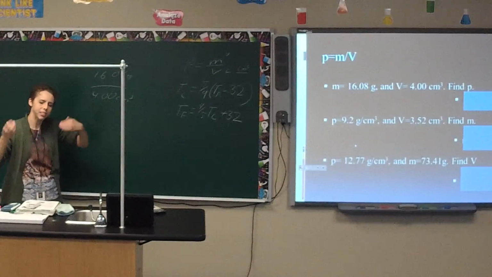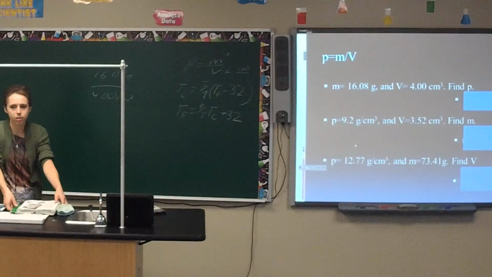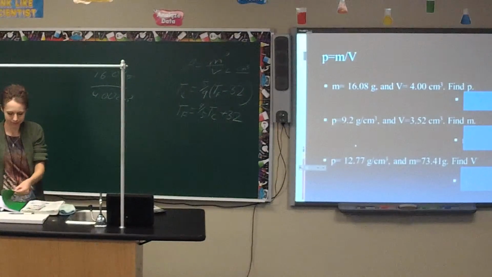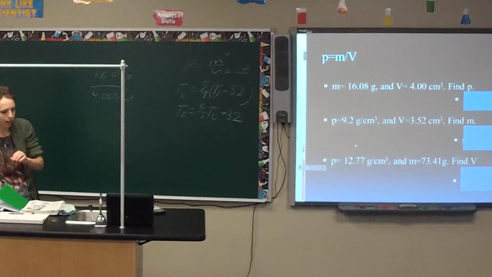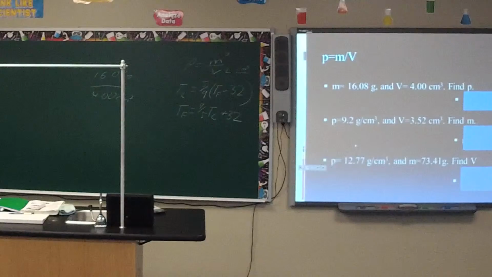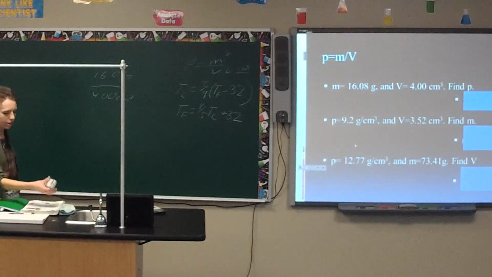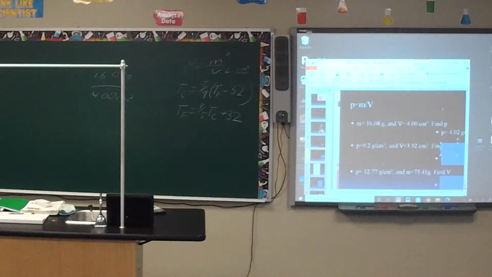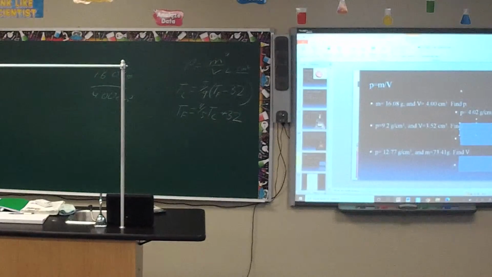Alright, so this one's a pretty easy, straightforward one. Anyone think they have the answer already? 4. Okay, well, it's 4.02. I did that, but I was rounding. It's 4.02 technically. Right now, just give me the whole number. Yep, so 4.02 is the answer for that first one. It's 4.02 grams per cubic centimeter.